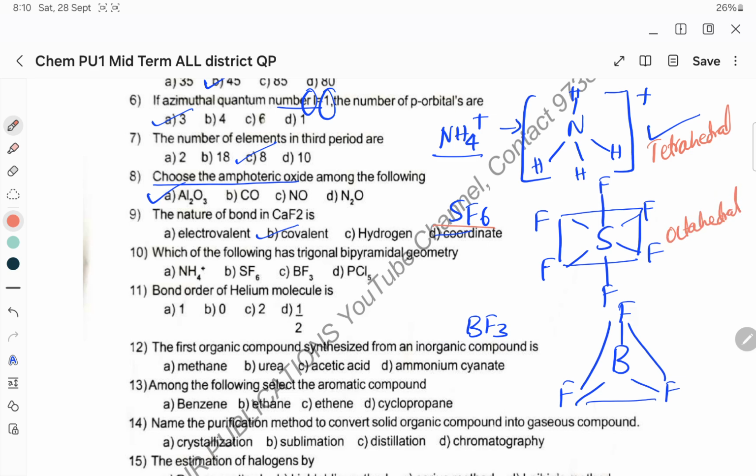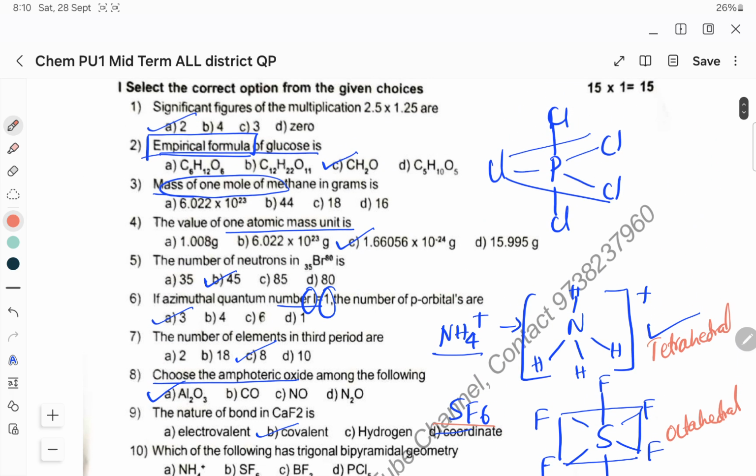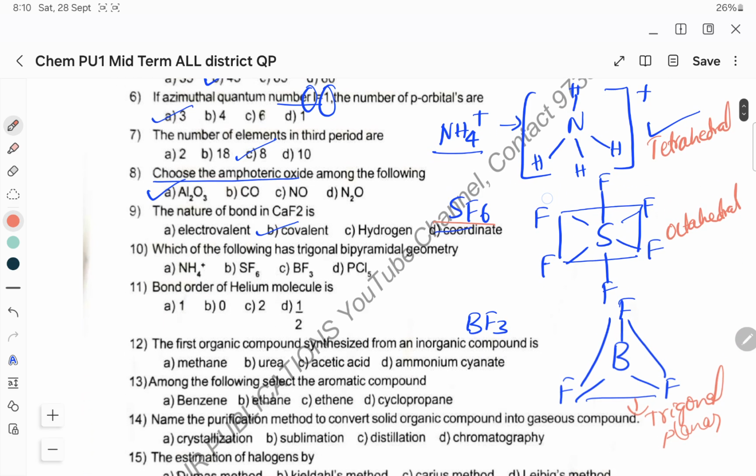Next, see the BF3. The structure of BF3 is trigonal planar. Next, we need to take the PCl5. See the PCl5 written here. This structure is called a trigonal bipyramidal. See the chlorine atoms you need to write here. This is a trigonal bipyramidal structure. So the correct option is option number 4, that is D, PCl5. NH4 is tetrahedral, SF6 is octahedral, BF3 is trigonal planar, PCl5 is trigonal bipyramidal geometry.